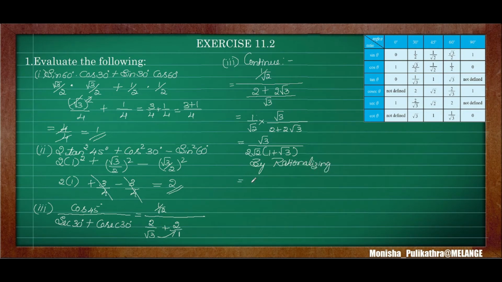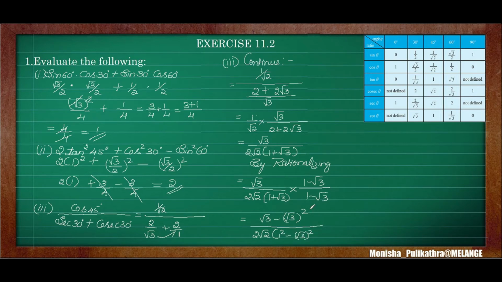So by rationalizing, it will become root 3 by 2 root 2, just keep as it is. So 1 plus root 3 into, I will be taking this as 1 minus root 3 by 1 minus root 3. Okay. So next multiply it. So root 3 into 1 is root 3 minus root 3 into root 3 is root 3 whole square. Okay. So next 2 root 2 write as it is. 1 plus root 3 and 1 minus root 3 will be in the form of a plus b, a minus b, which is a square minus b square.